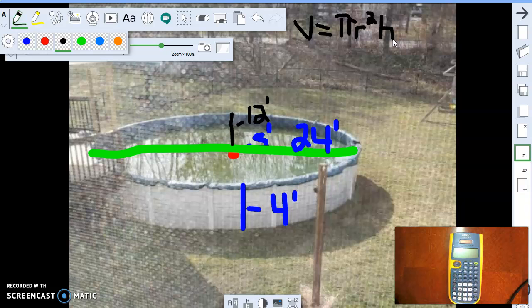So that is our formula. We're just going to plug in some numbers that we have, and then I'll mention something else before we calculate how much water this pool can hold, or in our case, the volume.